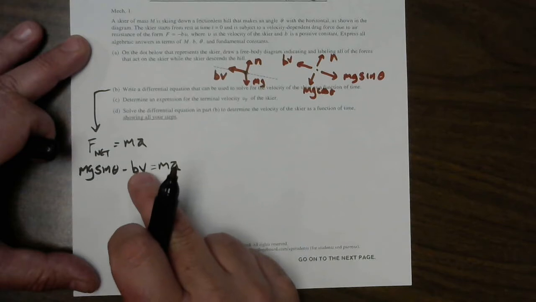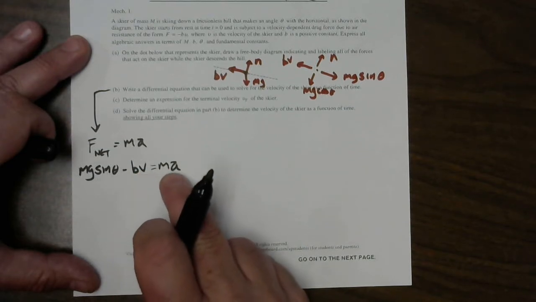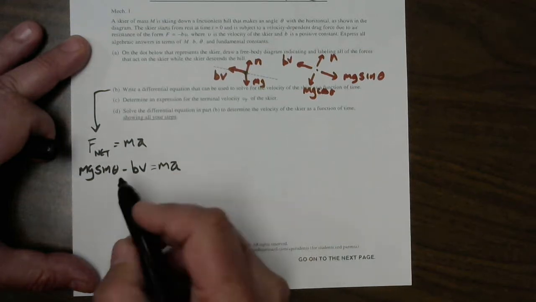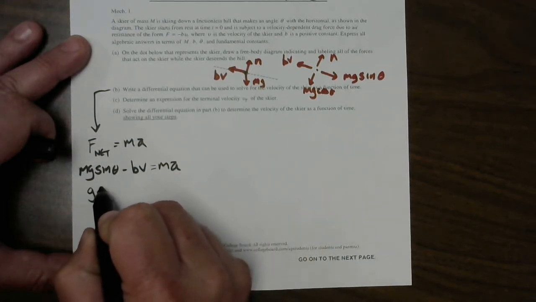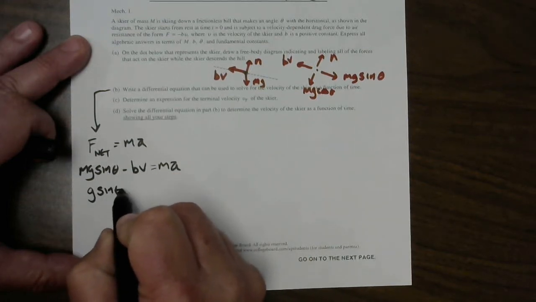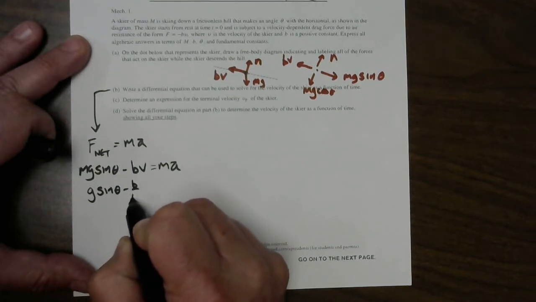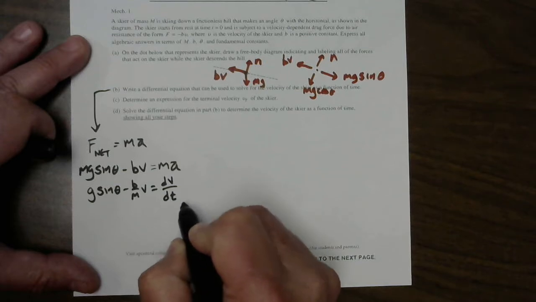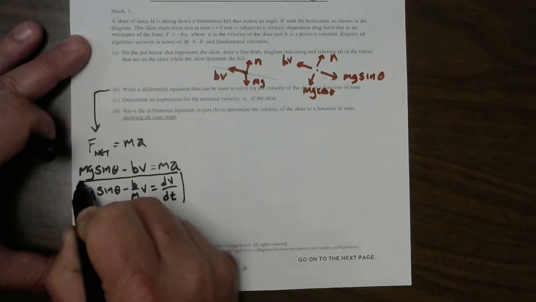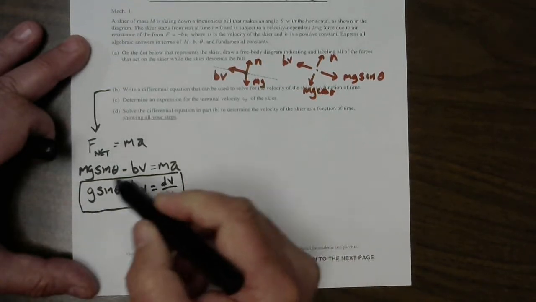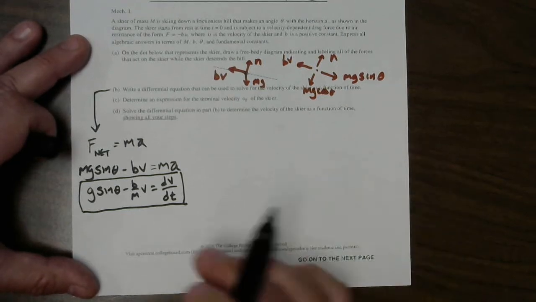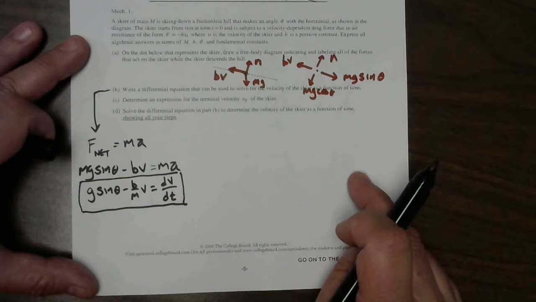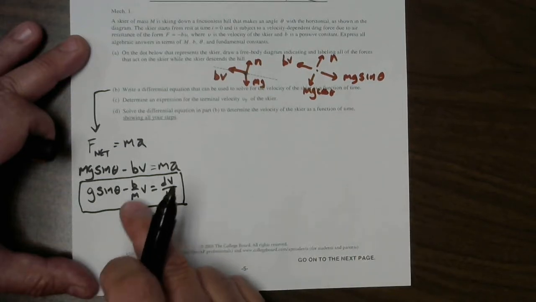But because the function on this side is v, I'm going to write a as the first derivative of v with respect to t. And that's going to give me g sine theta minus b over m times v equals dv dt. And this is a solvable differential equation. And because I divided through by m, it is in a very pretty format. And they were originally going to ask you to solve this thing in part D.